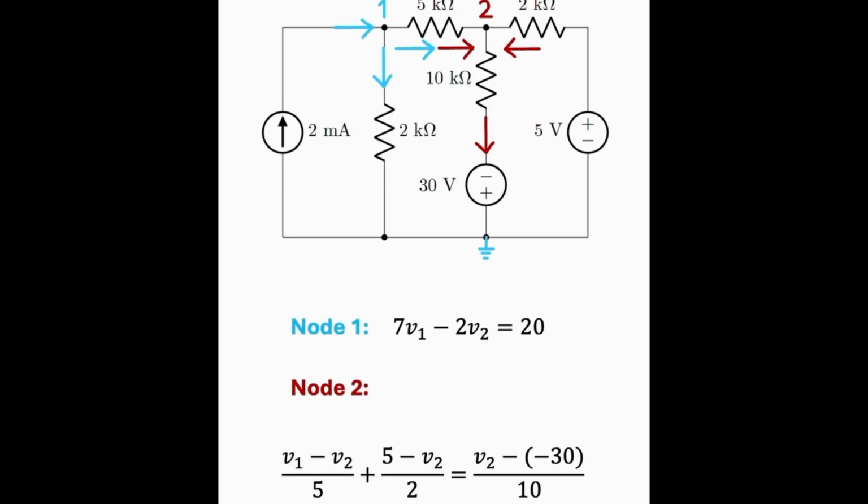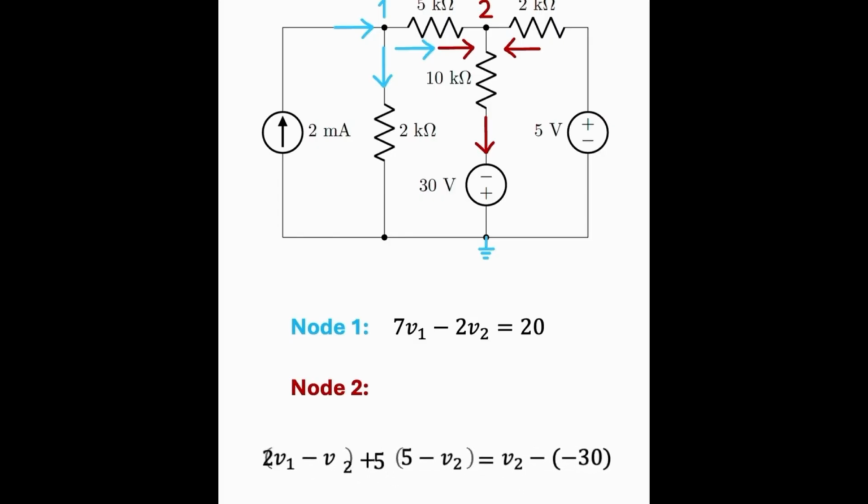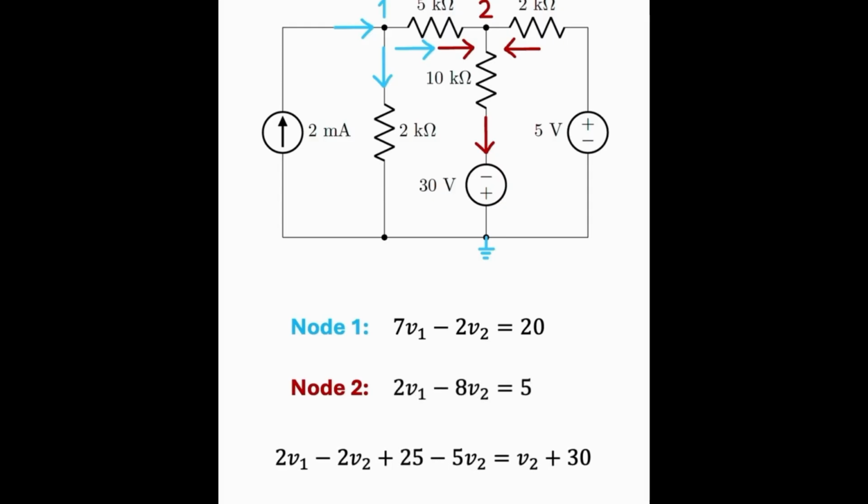Let's clear the denominators by multiplying everything by 10. This gives us 2 times V1 minus V2 plus 5 times 5 minus V2 equals V2 minus negative 30, so that becomes plus 30. And now we can expand the brackets, and then group like terms, giving us 2V1 minus 8V2 equals 5.